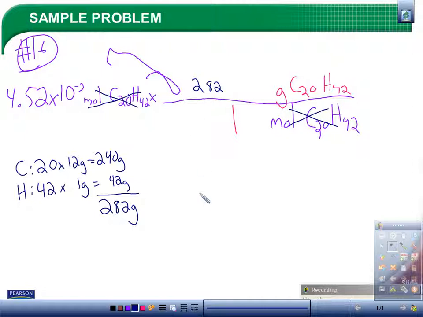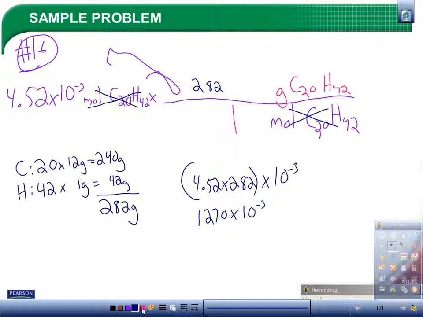Now from there, I'm going to multiply 4.52 times 282. I take that coefficient, that one. I just put my 10 to the third after that. Now, I'm going to go ahead, I'm going to multiply them together. And it's about 1270.